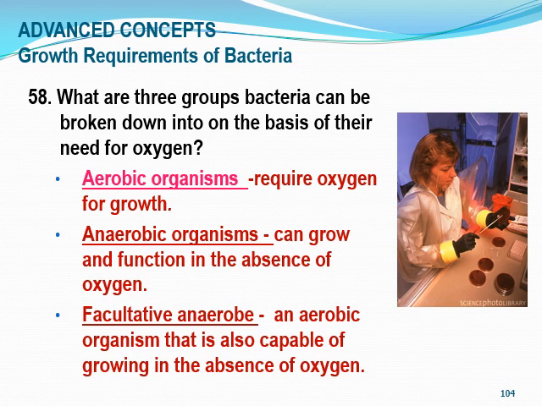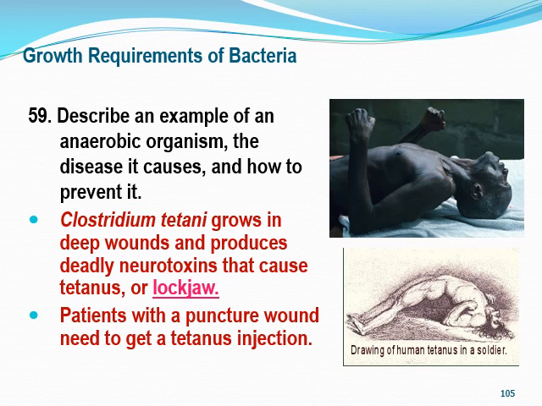So you have aerobic, which requires oxygen, anaerobic, which functions better in the absence of oxygen, and then the facultative anaerobic that is capable of growing in the absence of oxygen. Okay, so you want to know the difference between those. It requires with and without. We do that in blood cultures as well. Okay, so detailing some anaerobic organisms, the disease it causes, and how to prevent it.